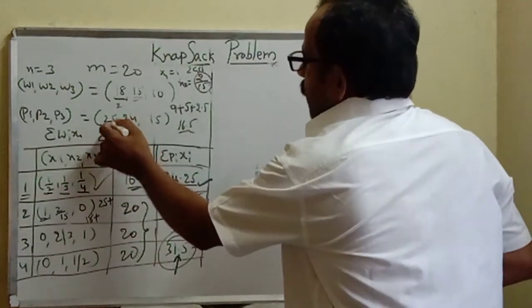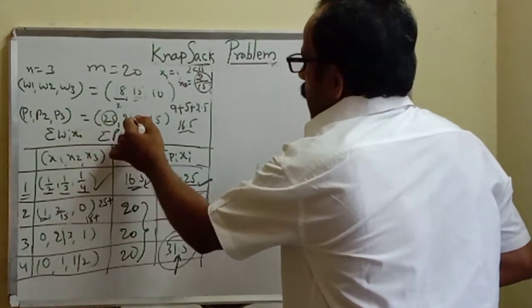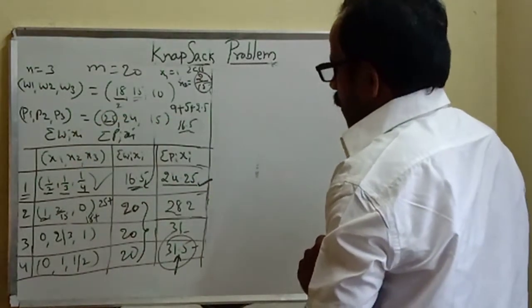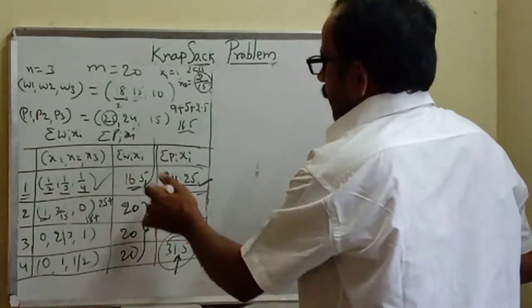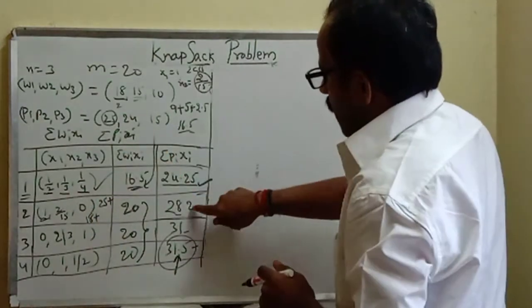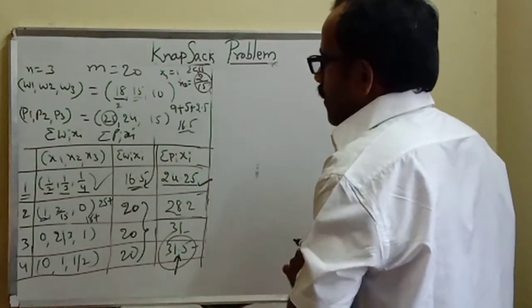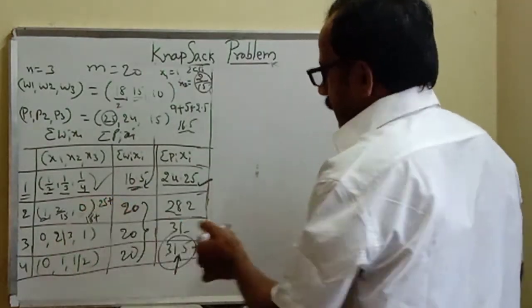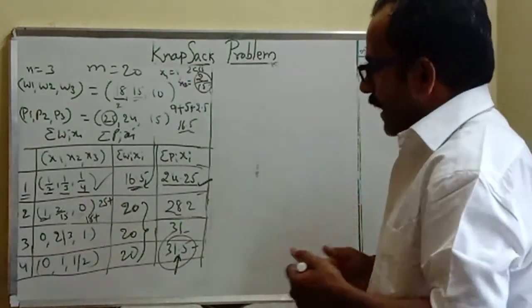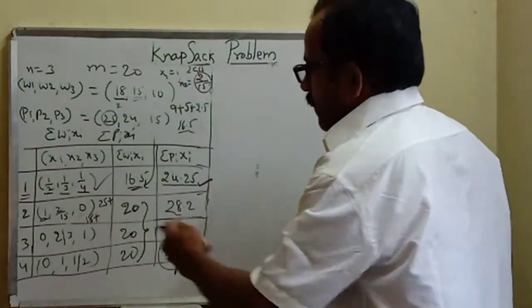Then how much profit we get? 25 plus 24 into 2/15. 24 into 2/15, then we get 25 plus 3.2. Then we get 28.2. Whatever the third item solution, the bag is already filled with the first two items. Then we cannot place the third item, and we cannot extract any portion from the third item. So that's why the third item solution is 0.